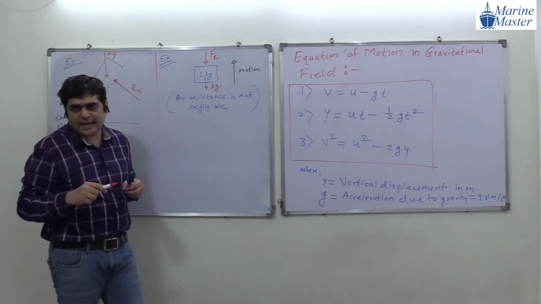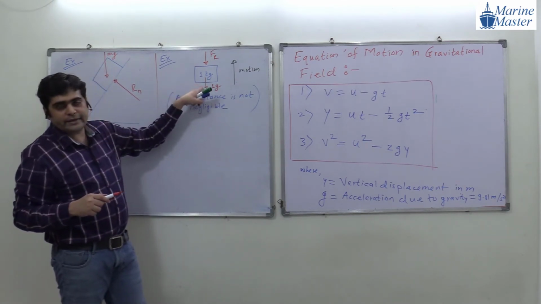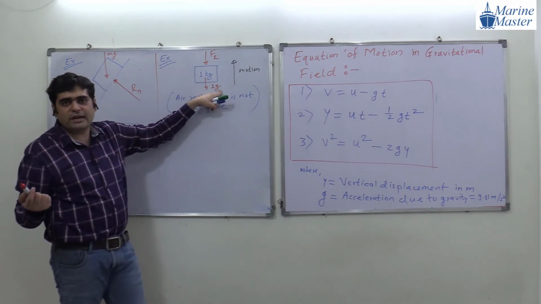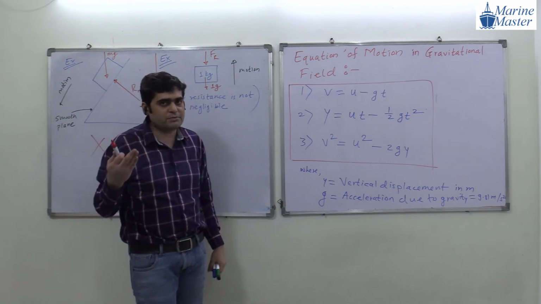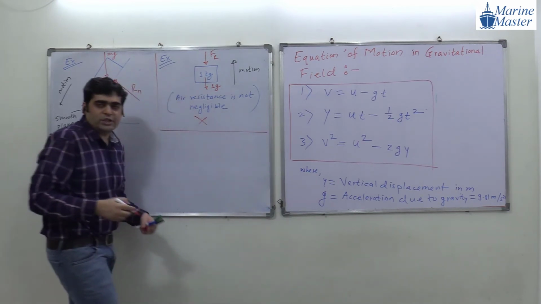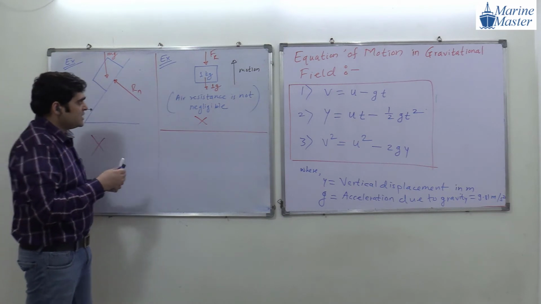Two forces are acting on the object. One is its weight, 1g. Weight means gravitational force. What is meant by weight, guys? Weight means the gravitational force acting on the object. So here also we can't apply equation of motion in gravitational field. Now the next scenario.